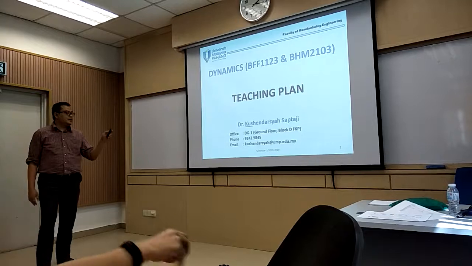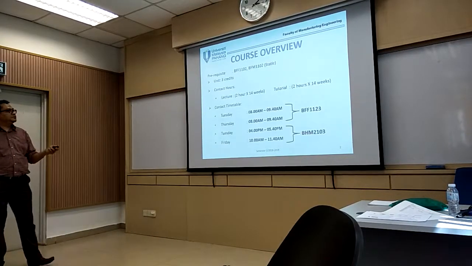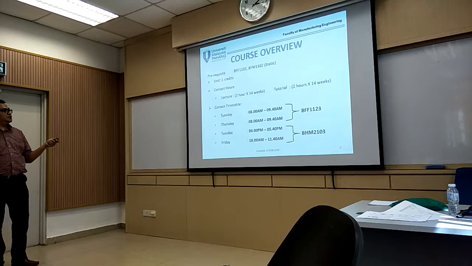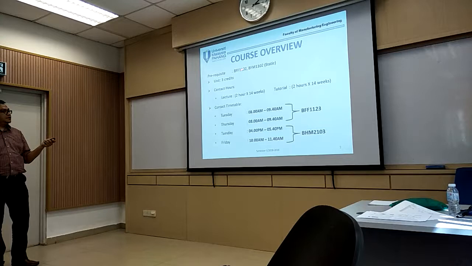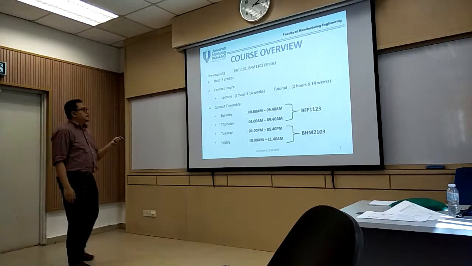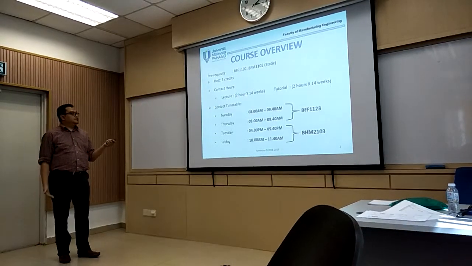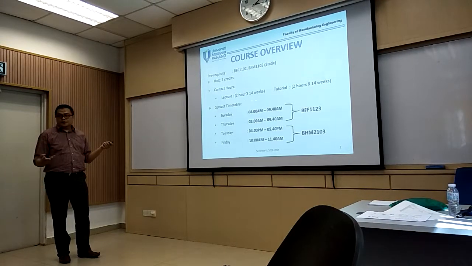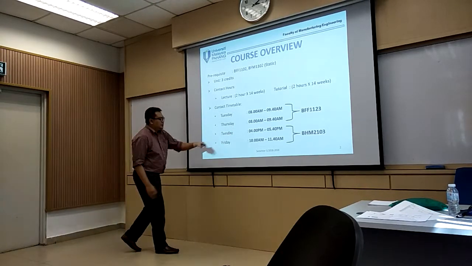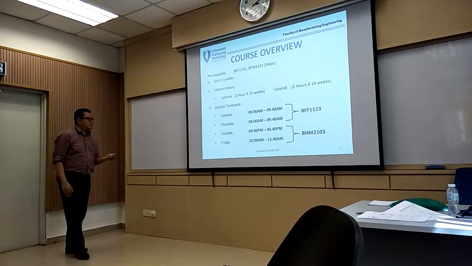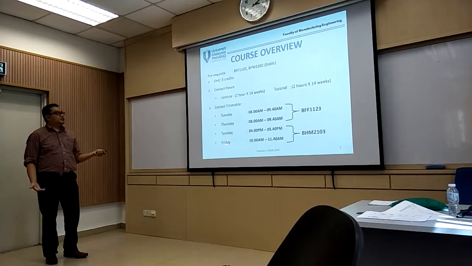This is the course overview. You need to pass statics. The credit for this subject is 3 credits. We are going to have 14 weeks with 4 hours in 1 week. I also teach another section for BFF on Tuesday and Thursday. So our schedule is Tuesday and Friday. I haven't changed this yet, but I will change it: Friday 3 to 5.